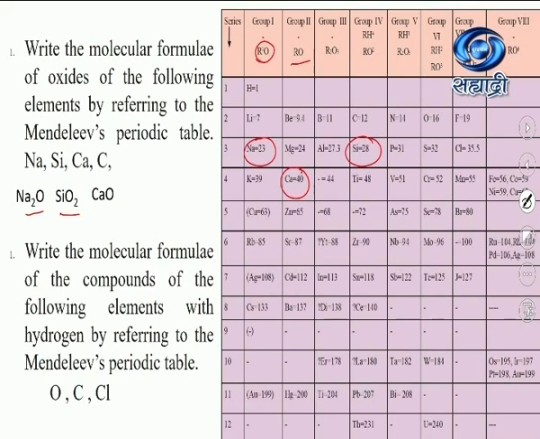Calcium is here: CaO. See the formula. And carbon: where is carbon? Carbon is in the fourth group, so we can write the molecular formula CO2. This is how we can write molecular formulae by using Mendeleev's periodic table. Similarly, the molecular formulae of oxygen, carbon, and chlorine with hydrogen, by referring to Mendeleev's periodic table, we can write like this: H2O, CH4, HCl.